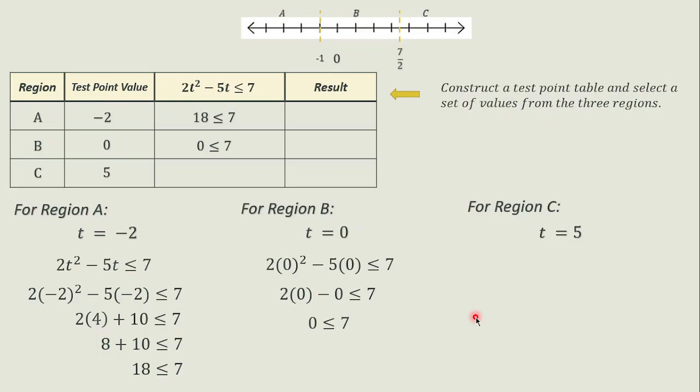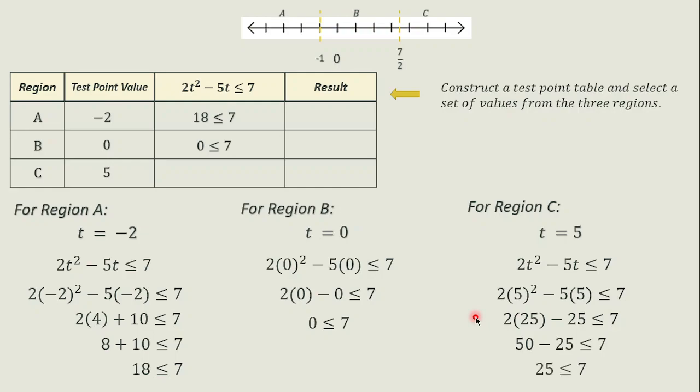For region C naman, t is equal to 5. Copy the original quadratic inequality. Substitute the value of t. So, 2 times 5 squared minus 5 times 5 is less than or equal to 7. So, 2 times 5 squared. 5 squared is equal to 25. So, 2 times 25 minus 25, kasi negative 5 times 5. Then 2 times 25, the answer is 50. 50 minus 25, the answer is 25, is less than or equal to 7. Then copy sa test point table.